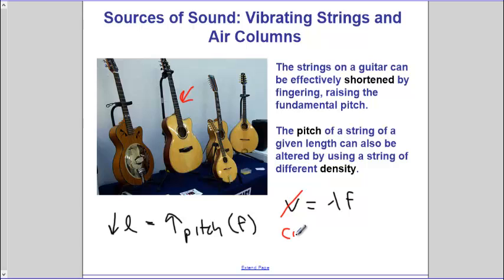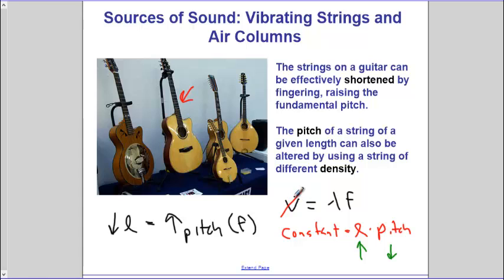So we know that a constant will be equal to the wavelength. Let's just call that the length times the frequency, the pitch. So when the length goes up for your guitar string, to keep that speed constant, the pitch will go down. Long strings play low frequencies, short strings play high frequencies.